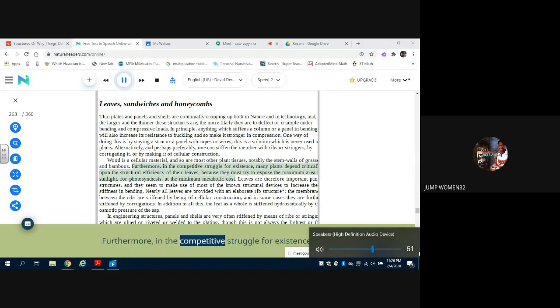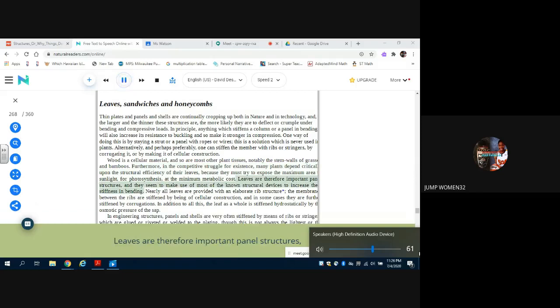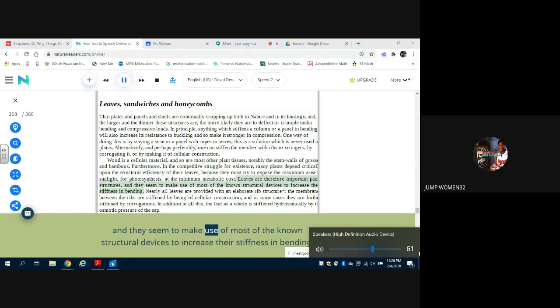Furthermore, in the competitive struggle for existence, many plants depend critically upon the structural efficiency of their leaves, because they must try to expose the maximum area to sunlight, for photosynthesis, at the minimum metabolic cost. Leaves are therefore important panel structures, and they seem to make use of most of the known structural devices to increase their stiffness in bending.